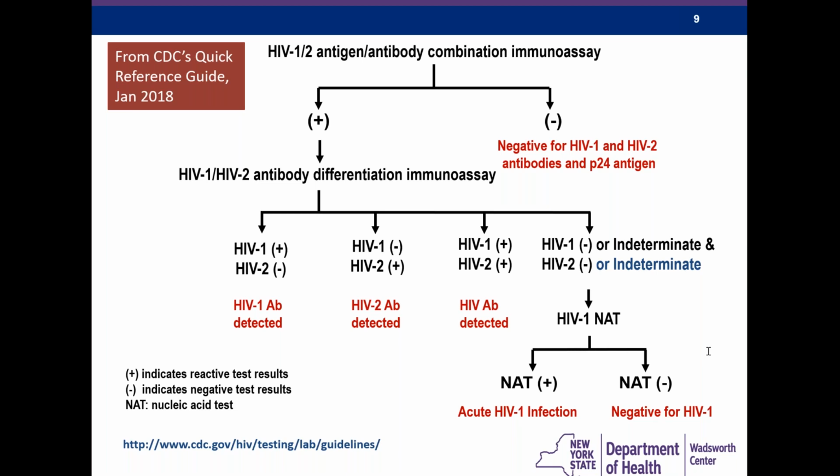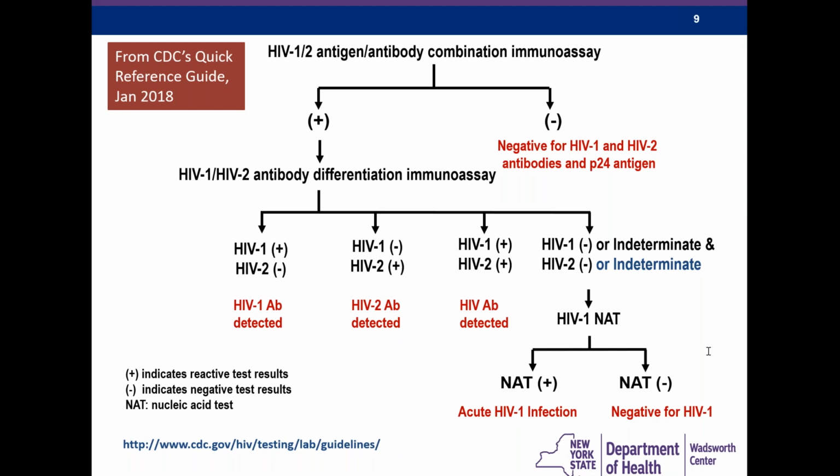And if that is positive, it basically confirms infection, and it's likely an acute infection. And then if the RNA, it's usually an RNA test, is not detected, then the interpretation would be that HIV infection is not present. Under most circumstances, that would be the interpretation.